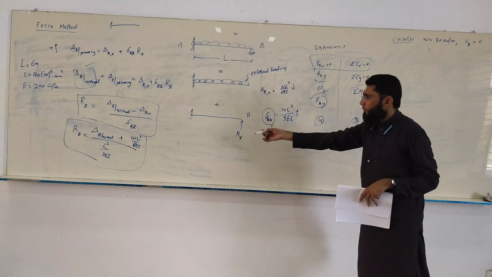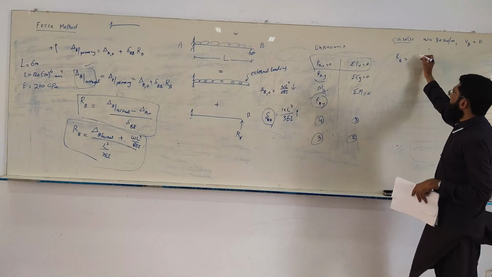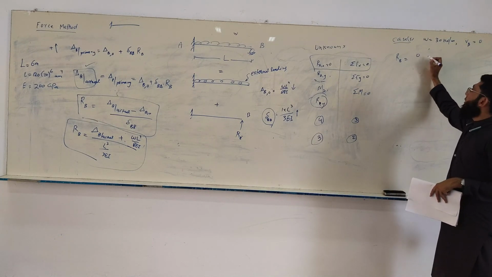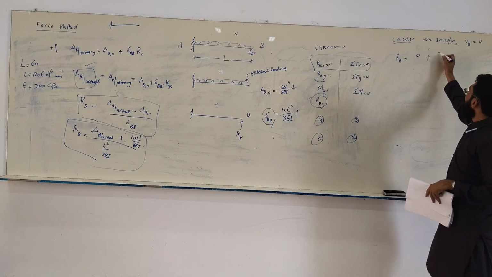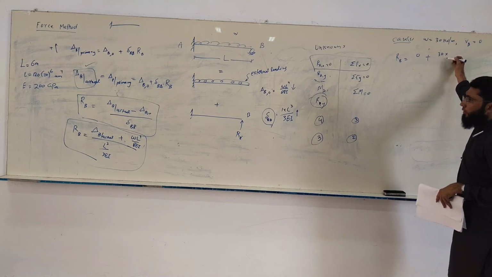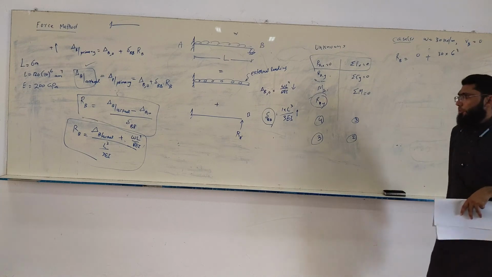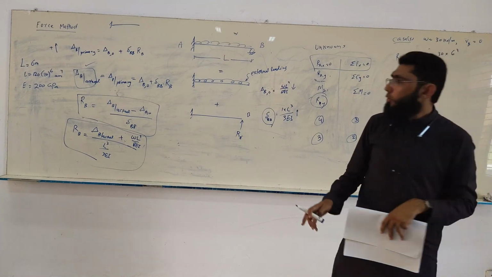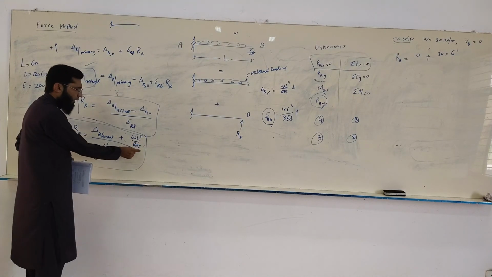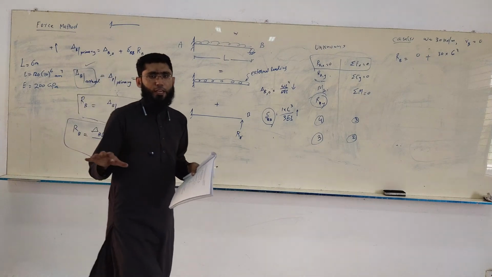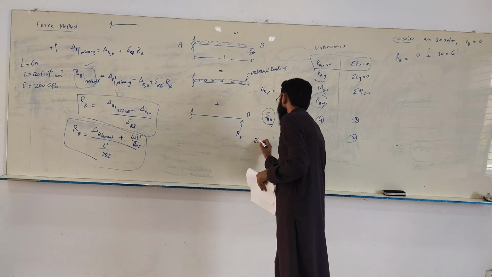So now you can start putting the values. RB would be delta B actual is 0, 0 minus, plus 30 times 6 raised to the power 4. No, you got to be careful with the units. If W is in kilonewton per meter and L is in meter, you have to have the EI in terms of kilonewtons and meters. Okay, so let's first write down the values for EI in kilonewton meter.